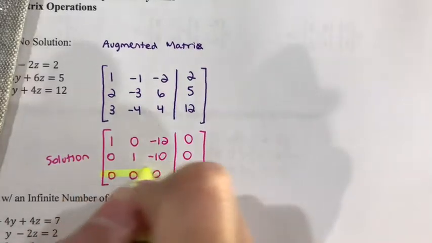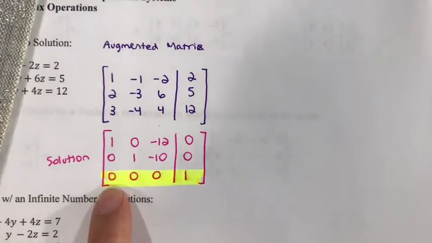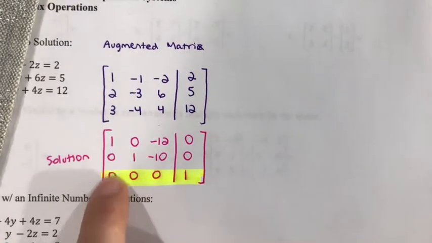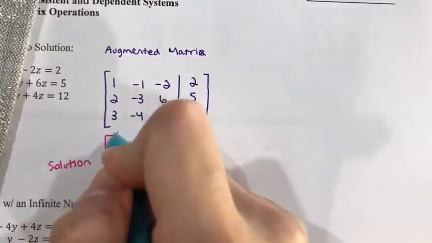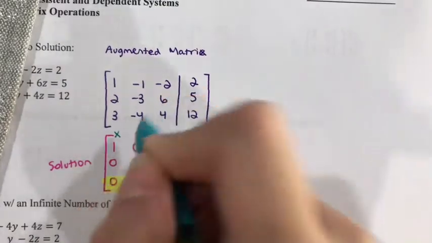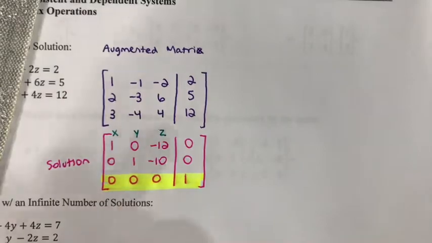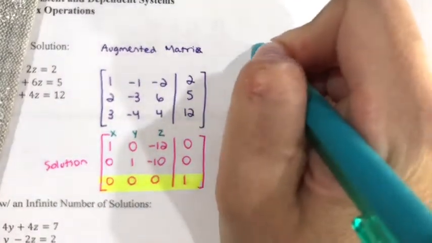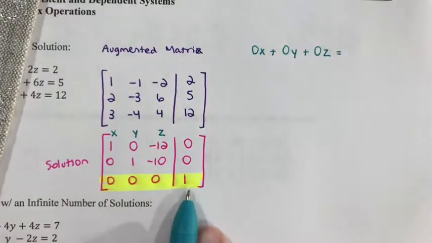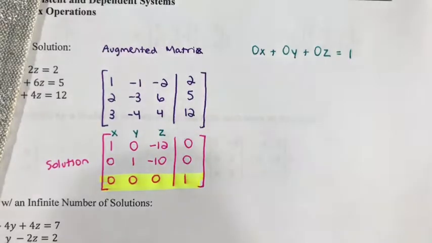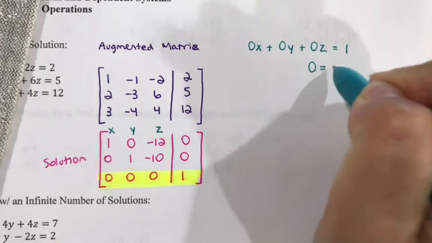Anytime you see something like this, okay? This matrix that we were typing in, remember that the first column was all of my x's. So I'm going to put x here. My second column was all my y's, and my third column was all the z's, right? So what that tells me is that when I have 0x plus 0y plus 0z, it's going to equal 1. Remember, that was the constant, so that's what we just came up with. Now, if I simplify that, I get 0 is equal to 1.